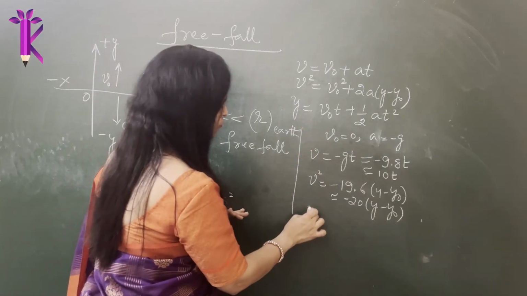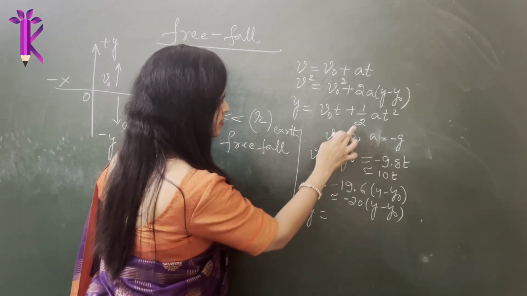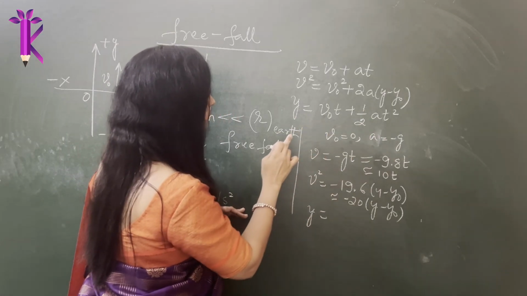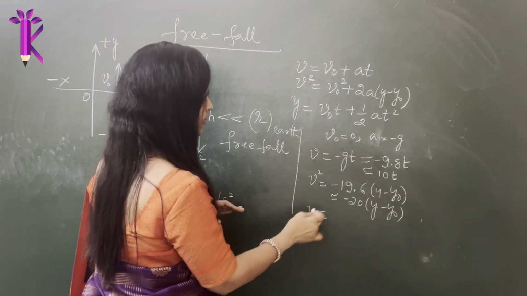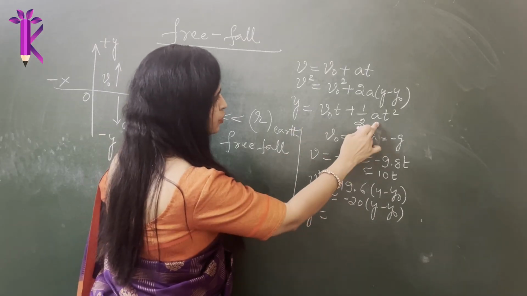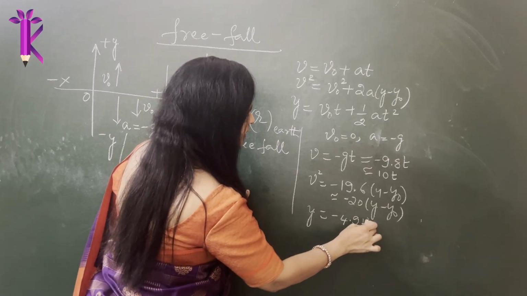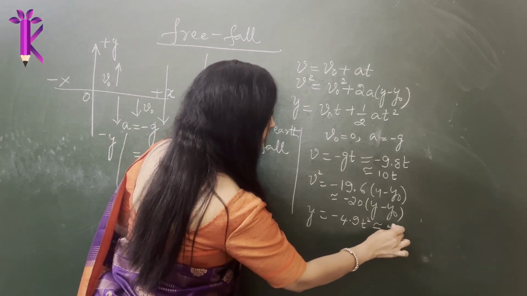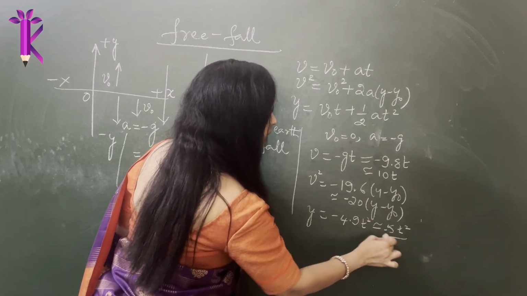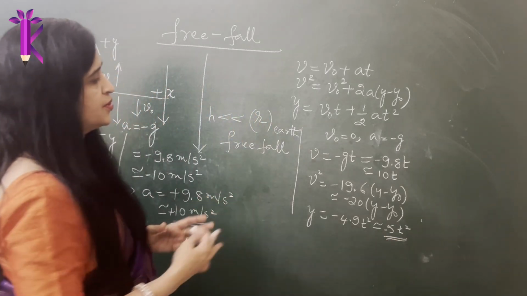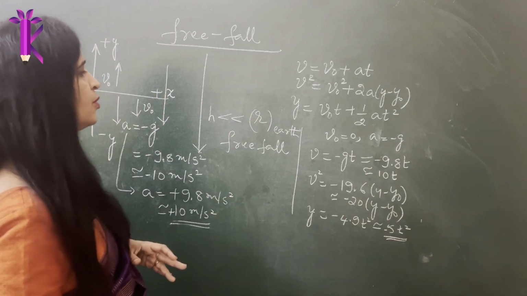What will be the value of y? y will be equal to, v naught is 0, half into minus 9.8 is minus 4.9 t square, which is approximately minus 5 t square. I am making approximations. So you see that this is how it is going to vary.